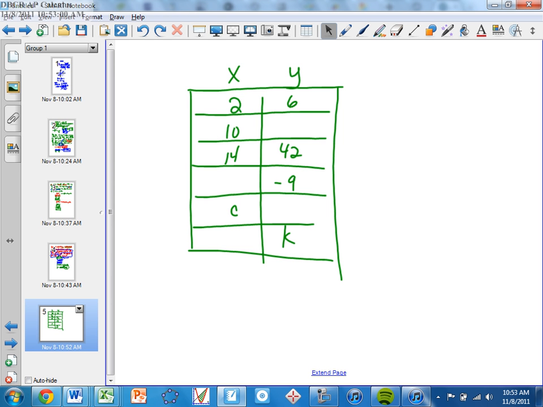What we're going to try and do here is determine the equation that represents the direct variation that's going on in this table. Look at the table for a second. Tell me something you notice about anything at all on here. Ebony.